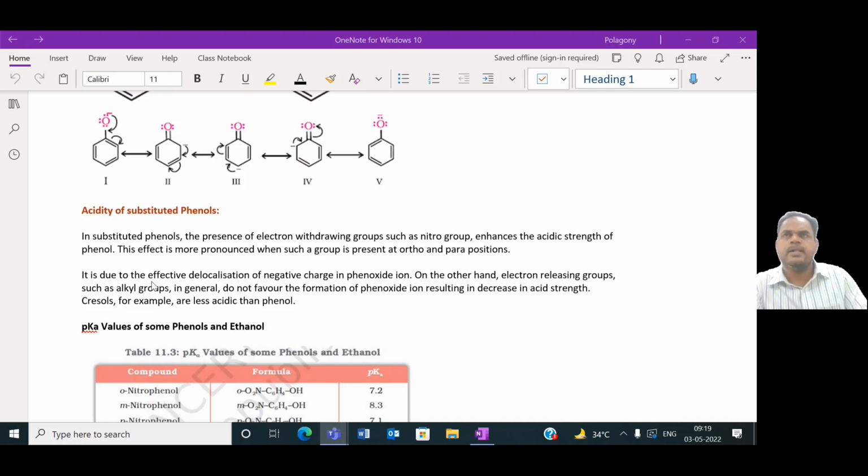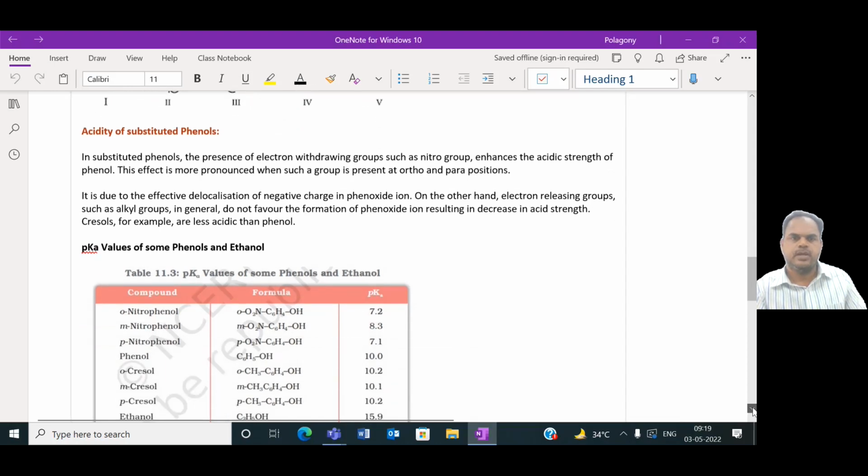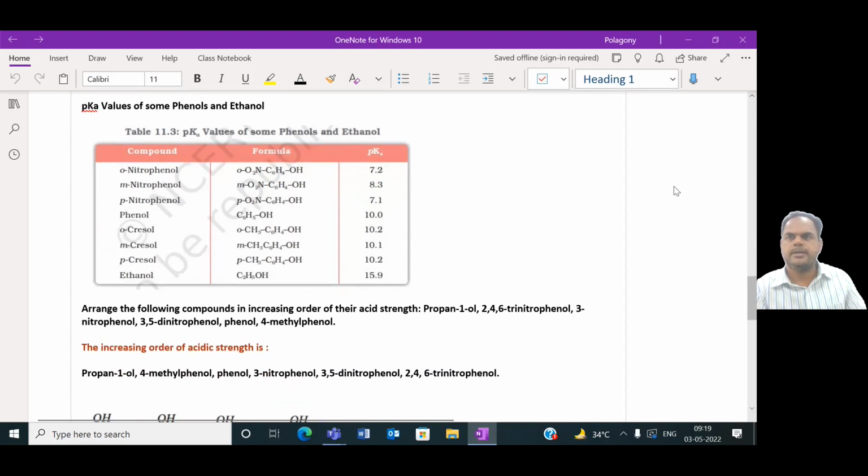In case of an electron withdrawing group like NO2, the NO2 can take away electrons from the ring, where oxygen can get more positive charge, more polarity, and then it is easy to liberate the proton. So that's why nitro substituted phenols are more acidic.